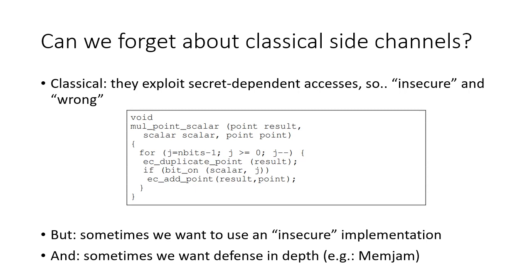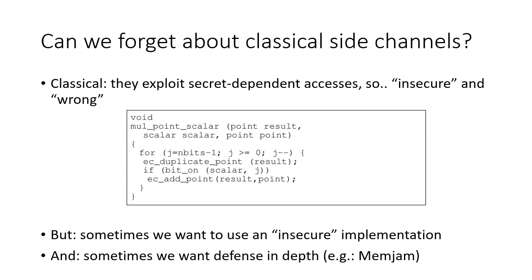So as an example, let's take a look at the code on this slide. This code is a point scalar multiplication, multiplying the point on an elliptic curve by a scalar. And the secret is the scalar. And as we see in this code, we only call the add function when the scalar bit is non-zero. And that is a secret dependent access, because if we can detect the fact that add point is being called, we know that the secret bit is 1. And if we don't detect it, we know that the secret bit is 0.